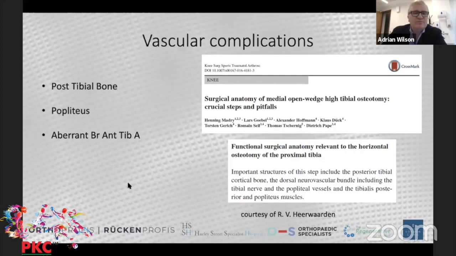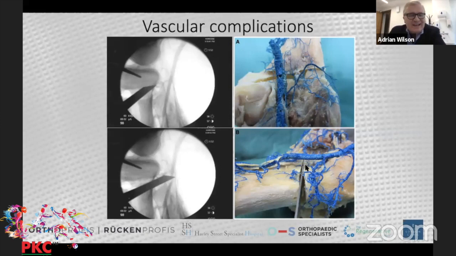So vascular complications are, as I say, something that we're very worried about. Dietrich often gives this talk at our course, Dietrich Pape from Luxembourg. We've learned over the years to become more aware of the anatomy around the knee, and particularly the relationship of the aberrant branch of the tibial artery, the anterior tibial artery, in relationship to the popliteus. And I'll show you that in a second. This, fortunately, is a cadaveric image showing how close we can get at the back of the knee.